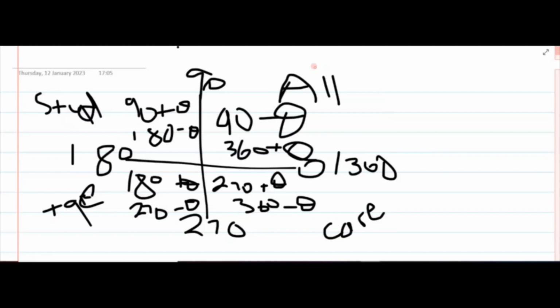Sine is positive, cos is positive, cos of 90 minus theta is positive, cos of 360 plus theta is positive, sine of 90 minus theta is positive, sine of 90 plus theta is positive, but everything in the first quadrant is positive. In the second quadrant, only sine is positive, the other trig ratios are negative. In the third quadrant, only tan is positive, the other trig ratios are negative. In the fourth quadrant, only cos is positive, the other trig ratios are negative.